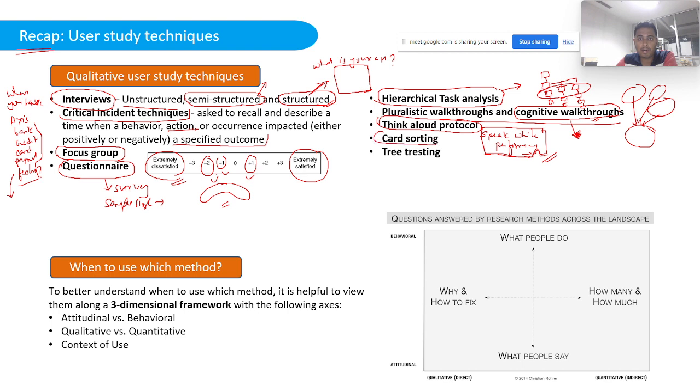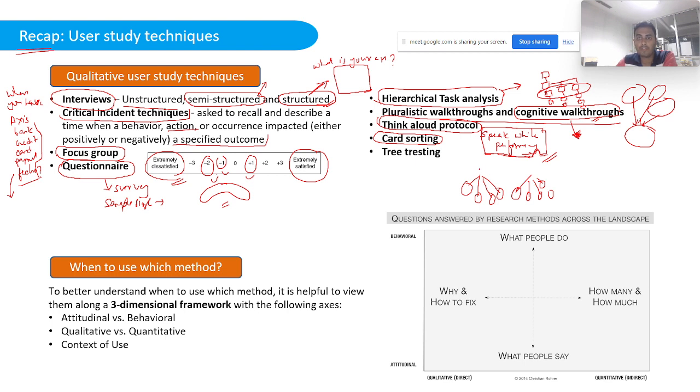Then we discussed card sorting, which is basically trying to affinitize multiple labels and see how a user groups multiple concepts. So these are techniques useful for creating categories for websites.